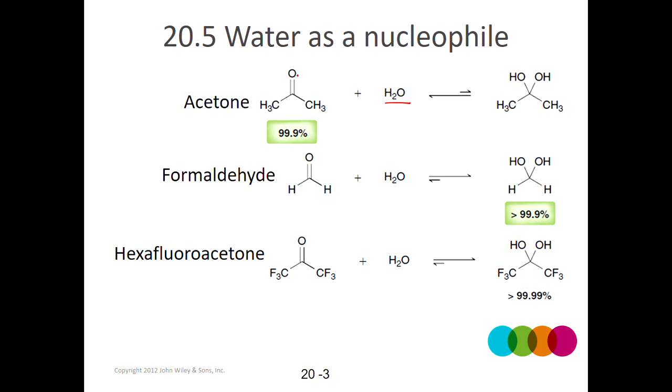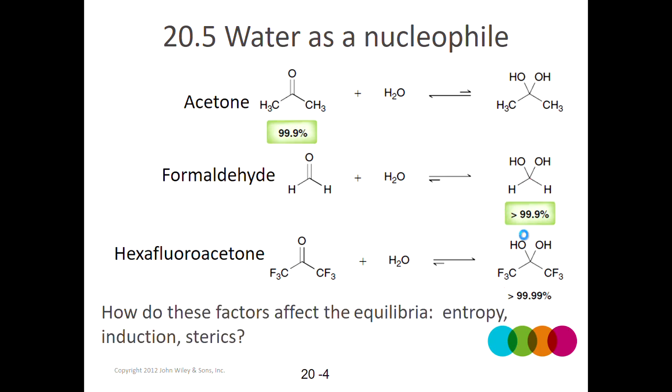Sometimes when I react water with the substrate, I get a reaction that's very reactant favored. This is like 99.9% of the material existing on the reactant side. Other times, with different substrates, reacting water gives this diol where the two OH groups are on the same carbon. Sometimes that's product favored. Here, more than 99% of the material is on the product side. And so there are a few factors that affect this process. I want to talk about them so you can have the ability to predict which side of an equilibrium would be favored in these reactions.